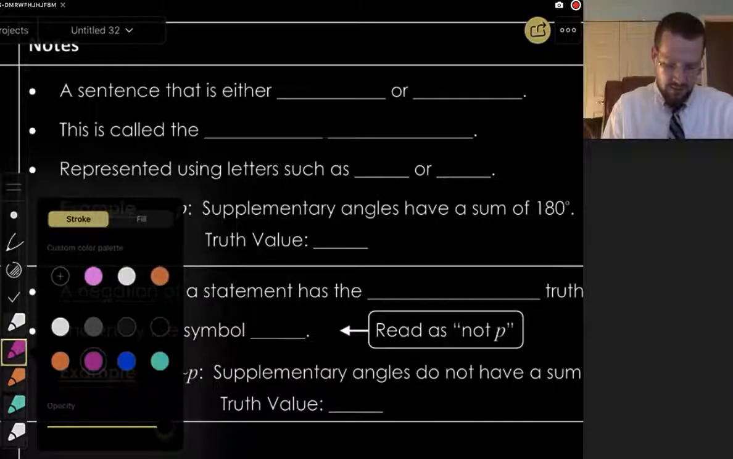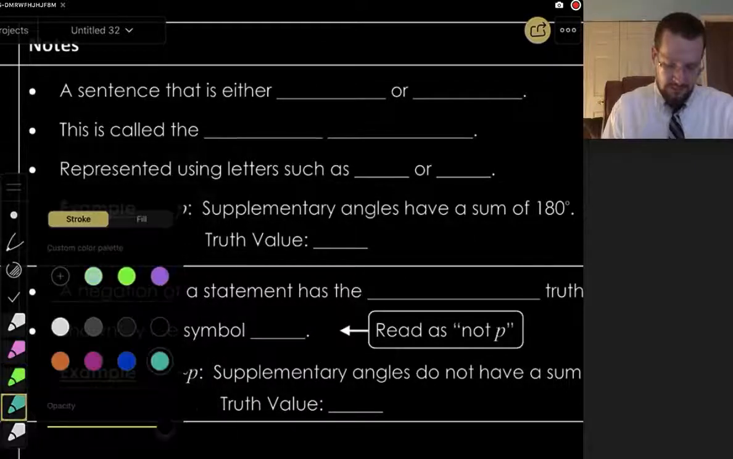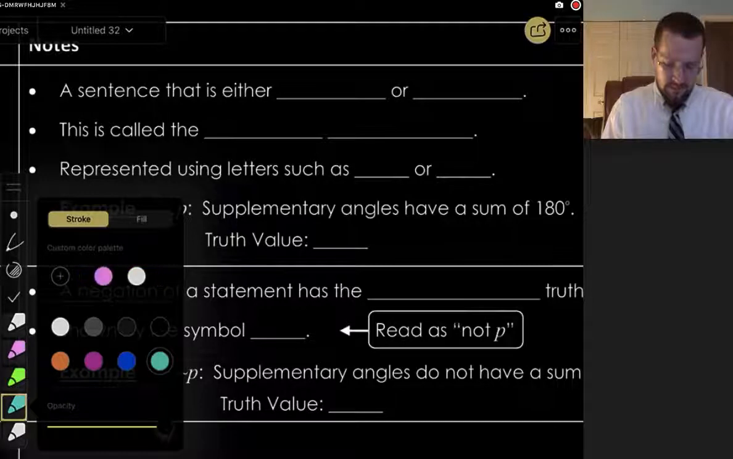Let me just get my colors here. Yellow. Oh no.